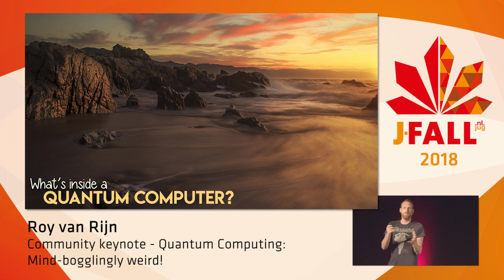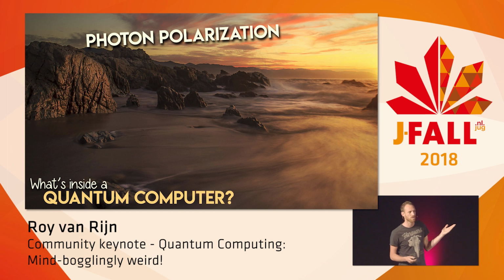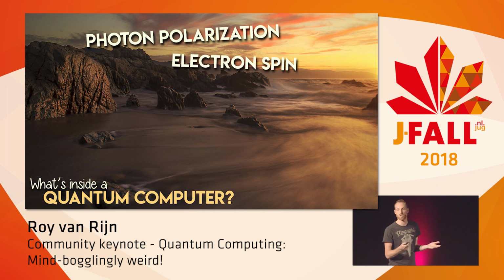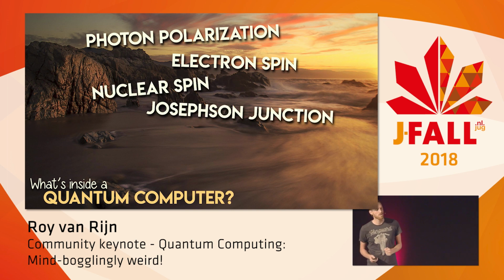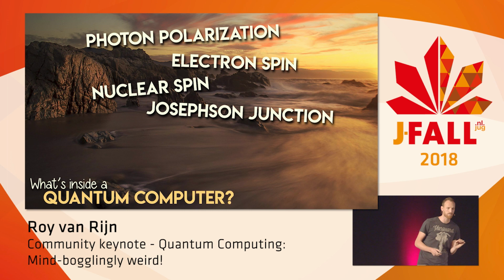So how do you actually build a quantum computer? Well, you could use photon polarization. There are quantum computers being built using these effects, and there's also the spin of an electron. Electrons spin around their axis. You can use the spin of an electron, or nuclear spin. There's also something called a Josephson junction. This is a very tiny electrical circuit that behaves like a quantum element.